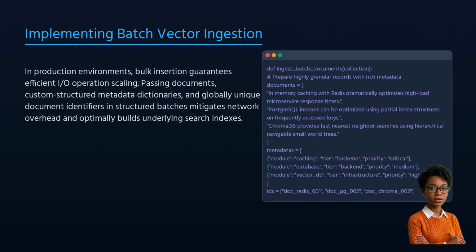We must feed our knowledge base clean, context-rich chunks. We use the collection.add method, passing unique IDs, structured metadata, and the raw text documents. Under the hood, Chroma's default embedding function automatically vectorizes these text strings into 384-dimensional dense vectors.